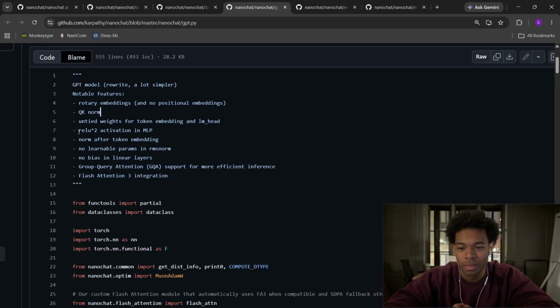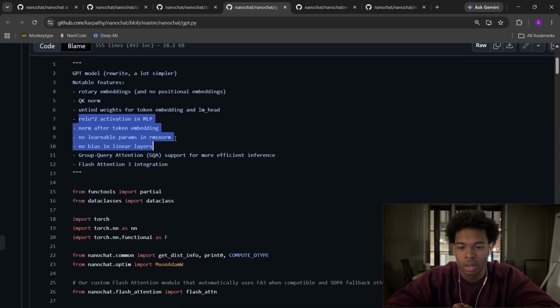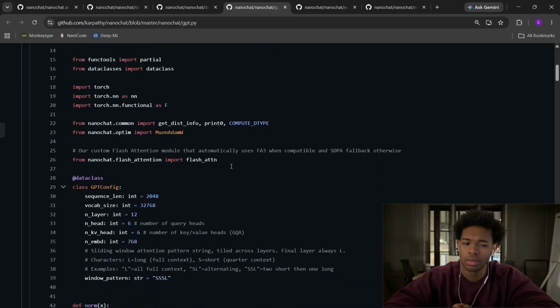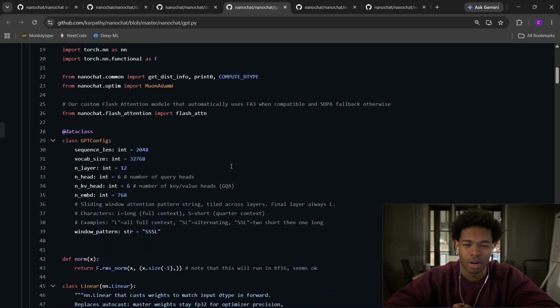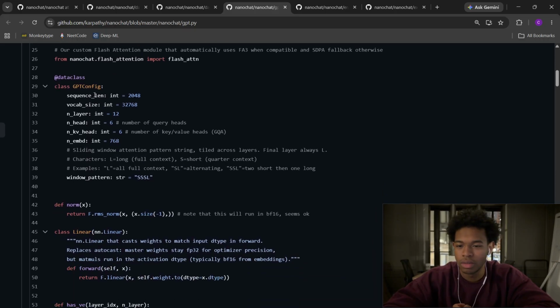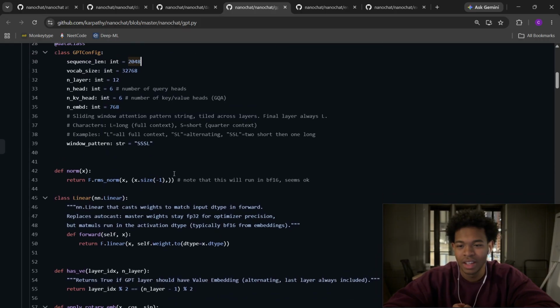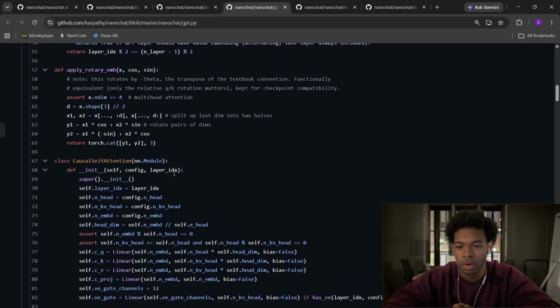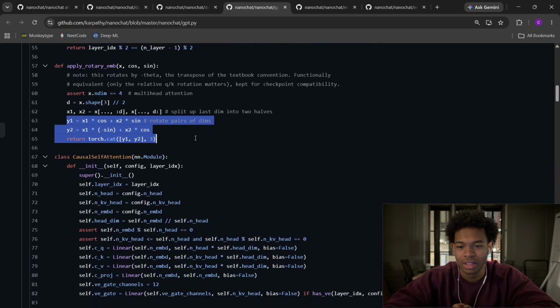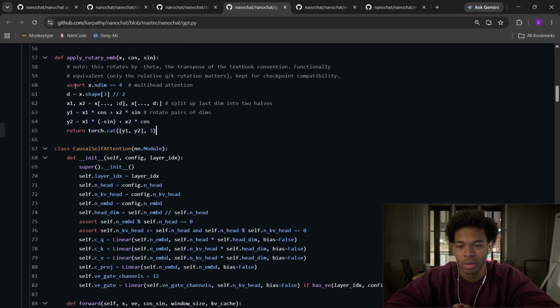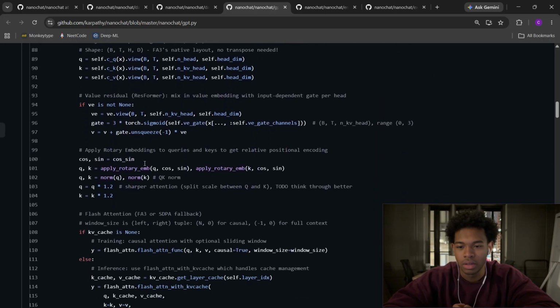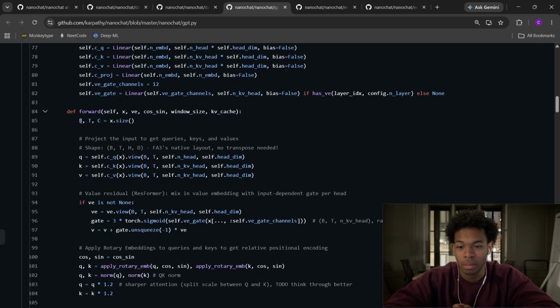QK norm, ReLU squared, no learnable parameters. Oh, y'all put learnable parameters in your normalizer. Oh, is that smart? GPT config, sequence length. Ah, see, that's bad for me, because why is sequence length predetermined? Vocab, apply rotary embeddings. This is literally, yeah, you're rotating, but where's the other stuff? Causal self attention, batch size, sequence length.